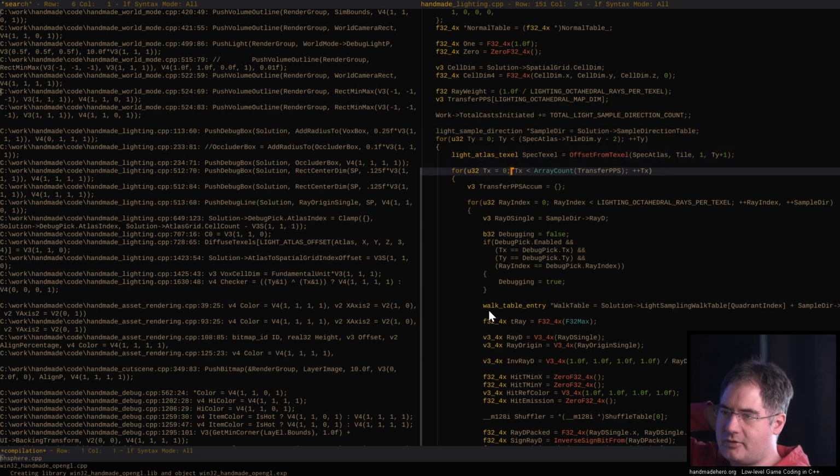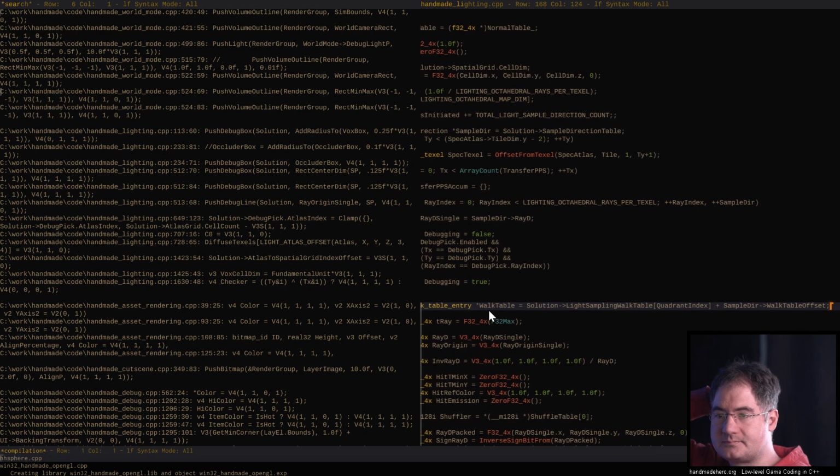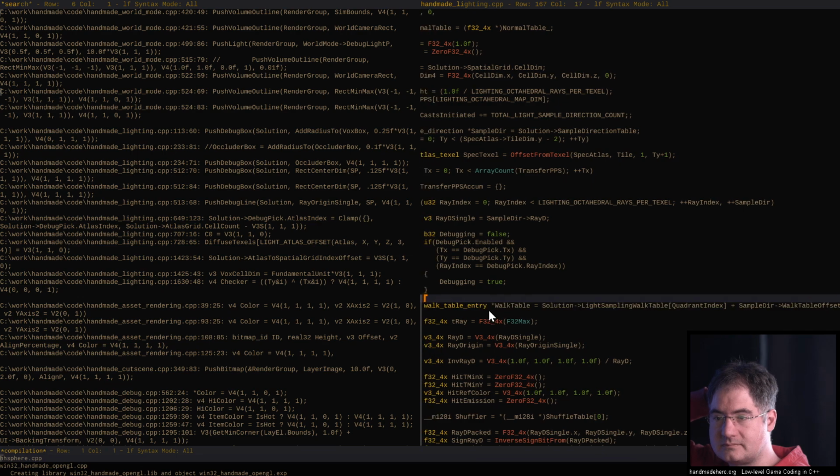So in here, we loop over the entire table of TY, TX, and ray index, the full complement of rays that are going to be cast. They get cast off of the same base sample pointer, right? So, I don't fundamentally know why you would see differences there. It's not clear to me.